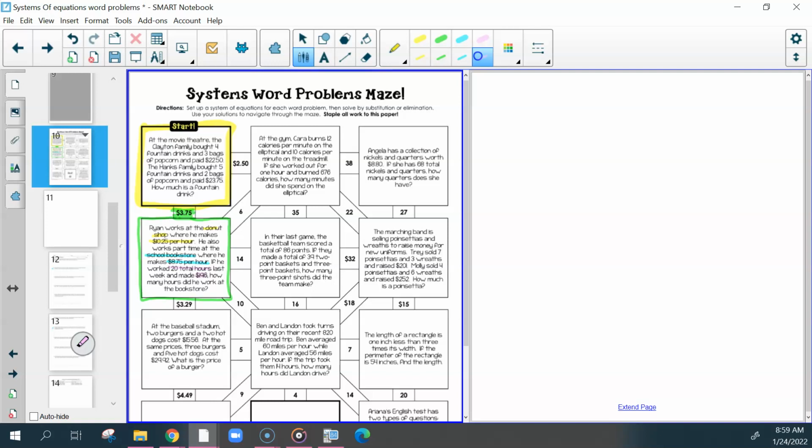196. 196 is the total he made. And what are we looking for? How many hours he worked at the bookstore? I believe we did this one by elimination.